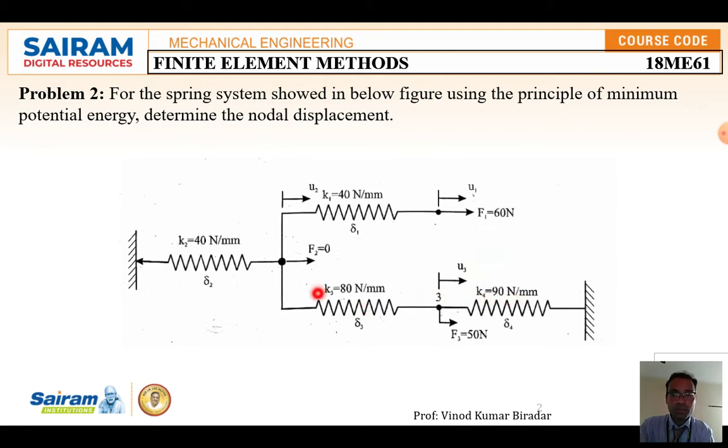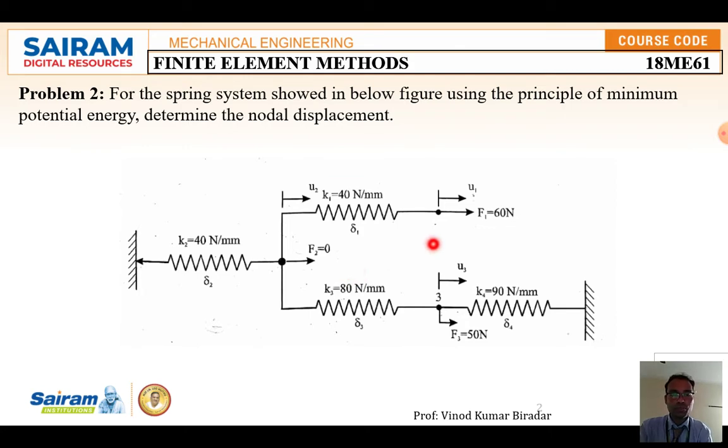Here how many forces are there? The spring is nothing but the internal energy, that is the strain energy. How many forces are given? We have to analyze the forces, that is the external work. Here 3 forces are given, which means we have to calculate 3 displacements. F1 is equal to 60 Newton, F2 is equal to 0, and F3 is equal to 50 Newton. Once you know the strain energy and work potential, you are going to assume the deflection, that is the displacement here.